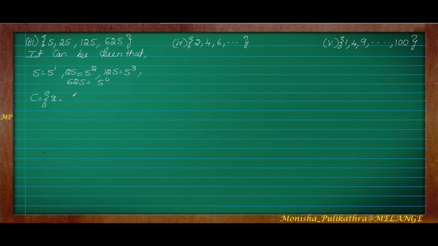Here x belongs to, so x is equal to 5 to the power of, here 5 is common everywhere. So 5 to the power of natural numbers moving one after the other. So 5 to the power of n, where n belongs to natural numbers, and n is greater than or equal to 1 and less than or equal to 4, because the last number is 625 and 5 to the power of 4 is 625. I hope you understood this.